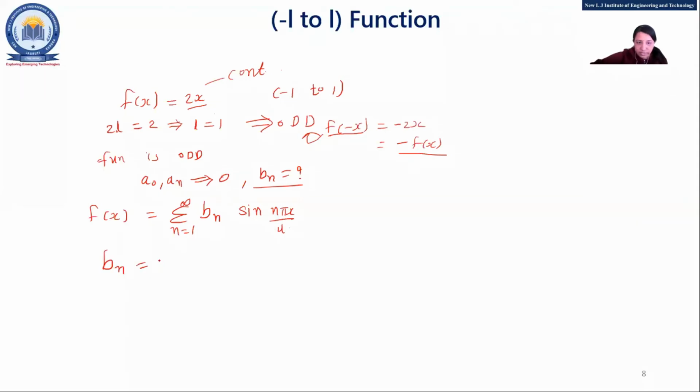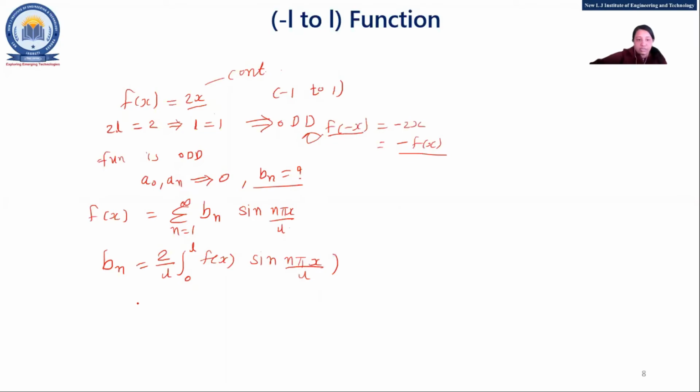So Bn. Now whenever you are applying the odd and even concept, at that time Bn will become 2 by L, and the integration is from 0 to L of fx, sorry, fx sine n pi x by L dx.